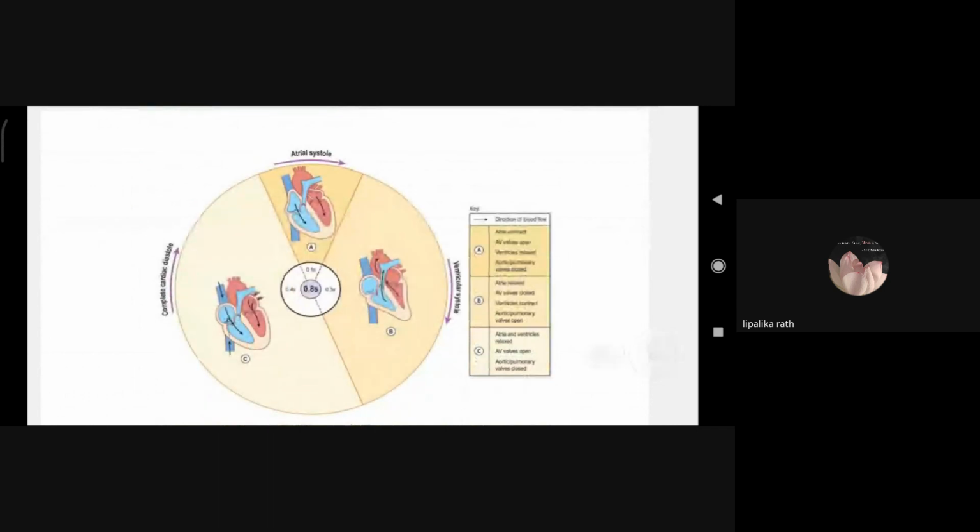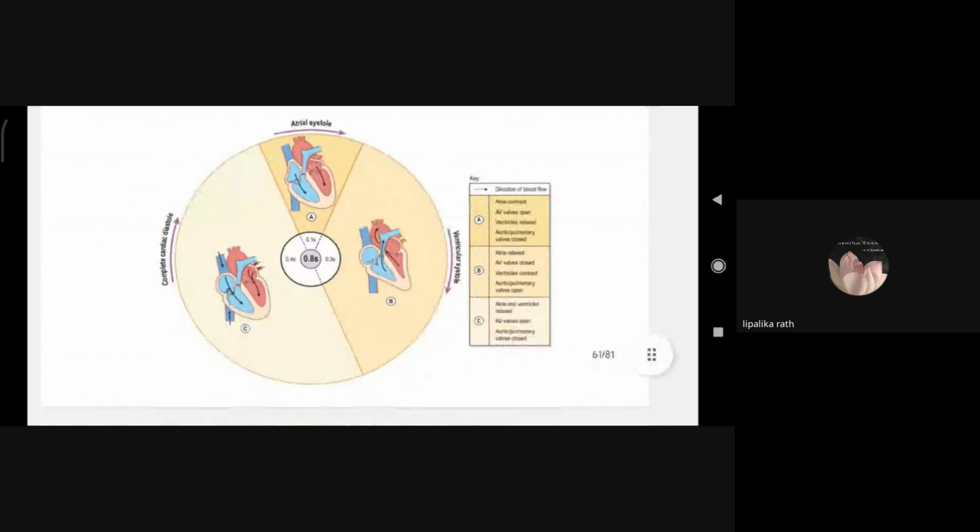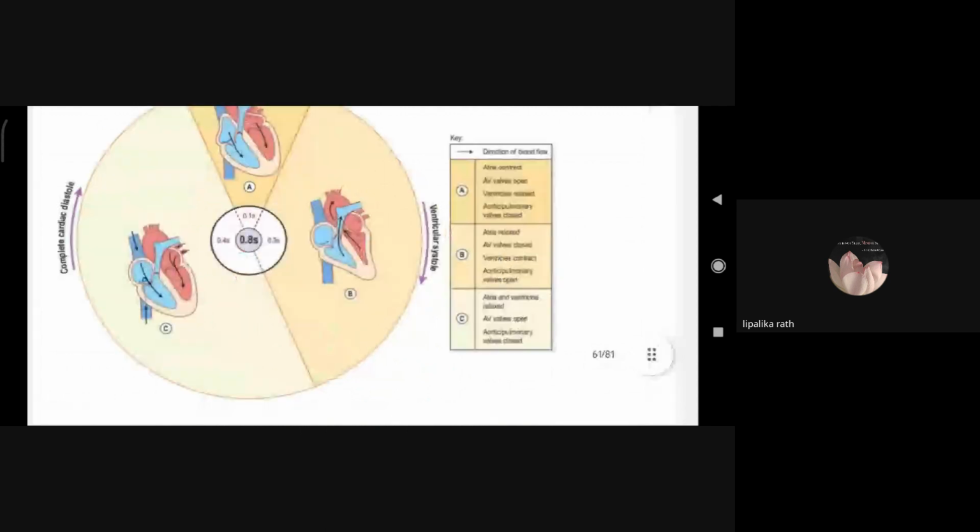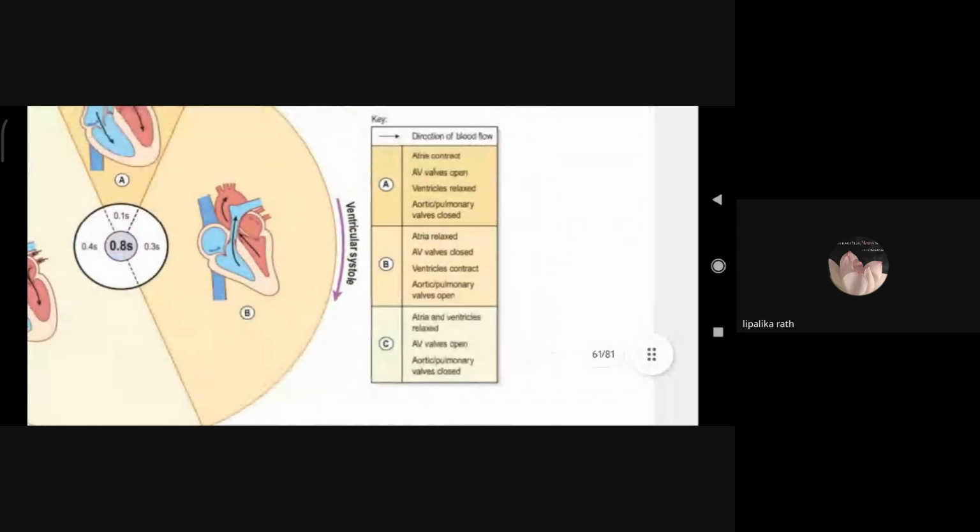Now here in this slide you can see that for 0.1 second the atria are contracting, then for 0.3 second the ventricles are contracting, and for 0.4 second the whole heart is relaxing. Within 0.8 second one complete cardiac cycle takes place. In this picture you can see the atria contracting, valves open, ventricles relaxed, atrioventricular valves open.